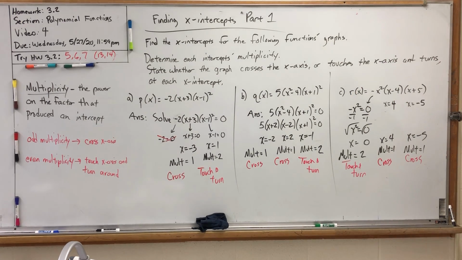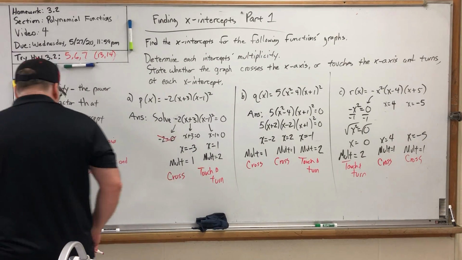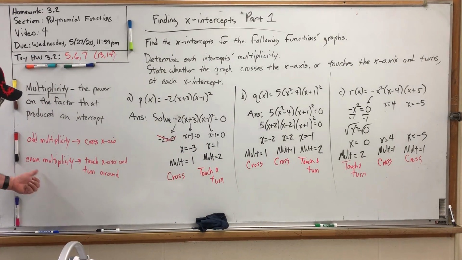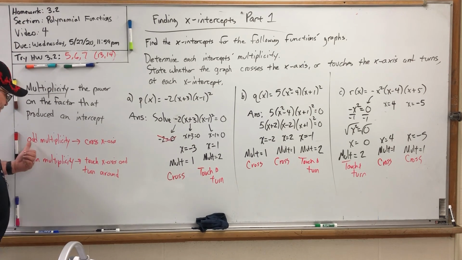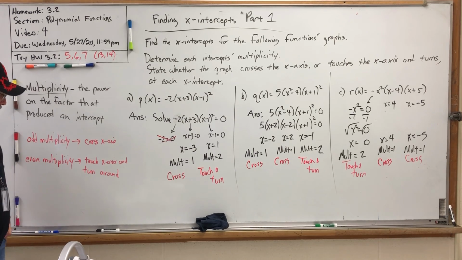So locating x-intercepts and multiplicities are pretty easy if your function is factored, foreshadowing. But knowing how to interpret the multiplicities is also pretty easy. You just got to remember that odd crosses, even touches and turns. Unfortunately, I don't have a verbal gimmick for connecting odd with cross and even with touch and turn, but if you can come up with one, I would appreciate it.